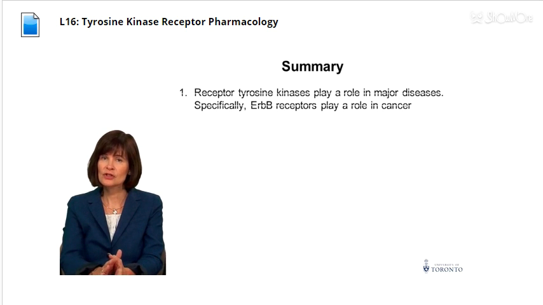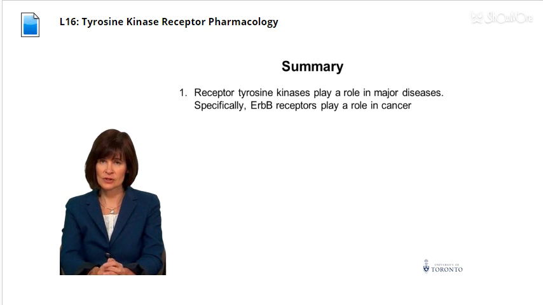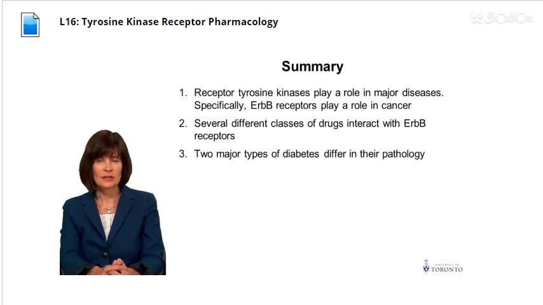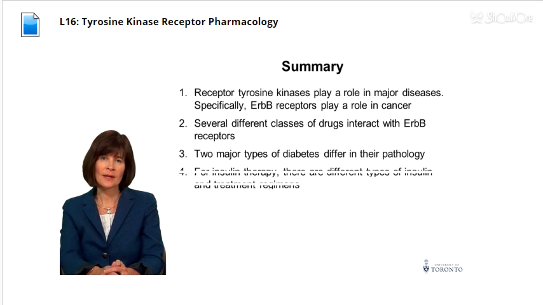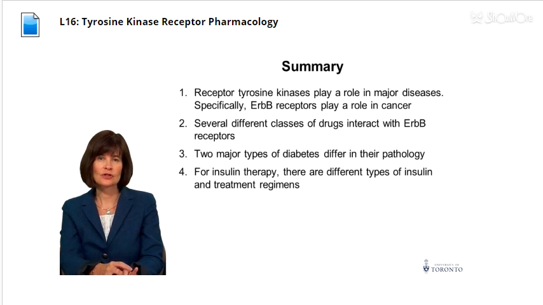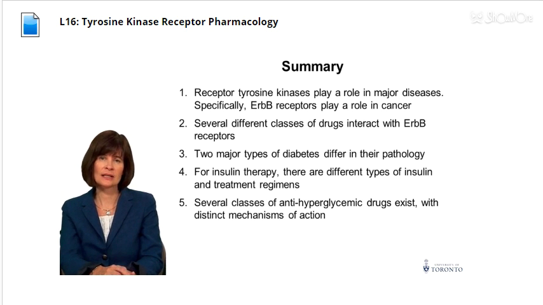So, in summary, today we have addressed the role of one type of receptor tyrosine kinases, the ERBB receptors, within the context of cancer therapy. Several different classes of clinically important drugs interact with ERBB receptors. Then we moved on to discuss diabetes, two major types of diabetes, type 1 and type 2, which have different mechanisms of disease. Insulin is one treatment for diabetes, and then we discussed different types of insulin and different treatment time courses and treatment options. Lastly, we addressed the clinically important anti-hyperglycemic drugs along with their mechanism of action.